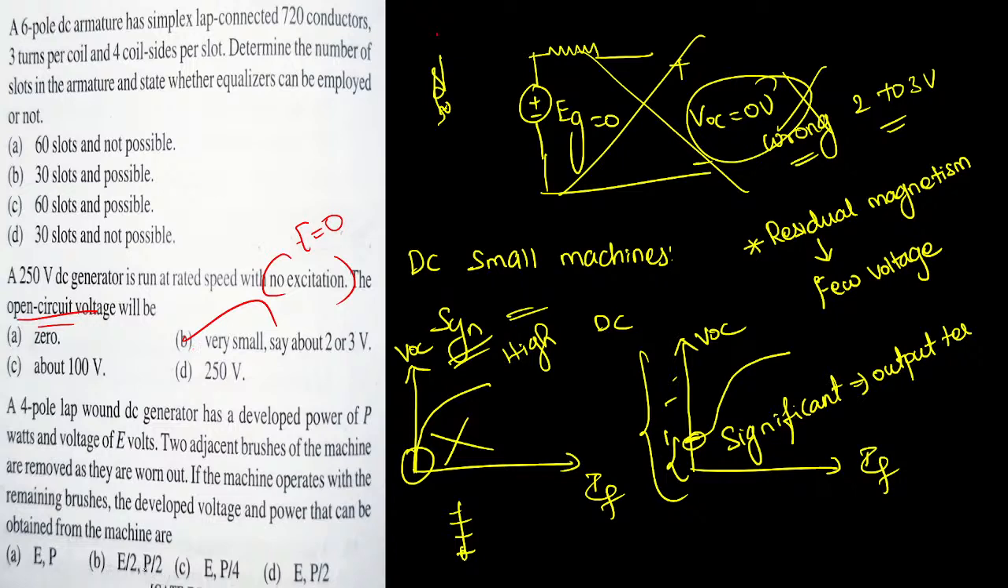Okay, this question I brought you for homework. I'm just giving the basic idea. Please try, because this is a beautiful question. A 4-pole lap wound DC generator has developed power of P watts and voltage E volts. Two adjacent brushes of the machine are removed as they are worn out. They burned out and were taken out. Two adjacent brushes. Adjacent is very important. The two brushes next to each other were removed.